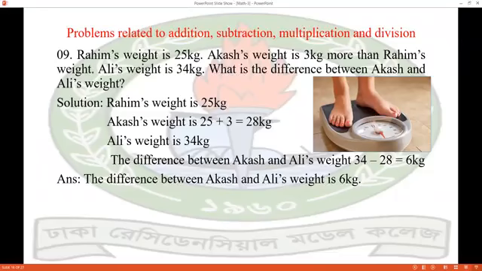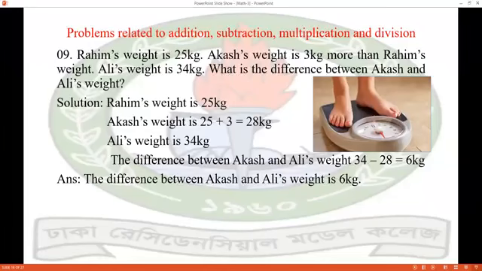Rohim's weight is 25 kg, but Akash's weight is not given. Akash's weight is 3 kg more than Rohim's, so we have to find Akash's weight from Rohim's. Then Ali's weight is given as 34 kg. Then we have to find the difference between them. So we can solve it in this way.